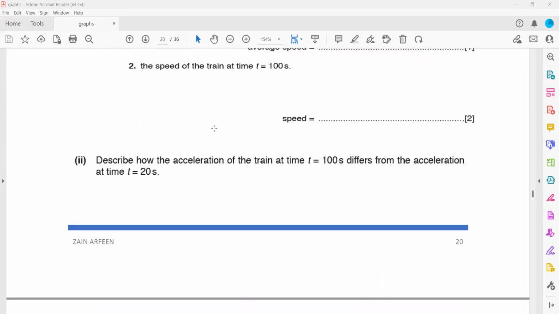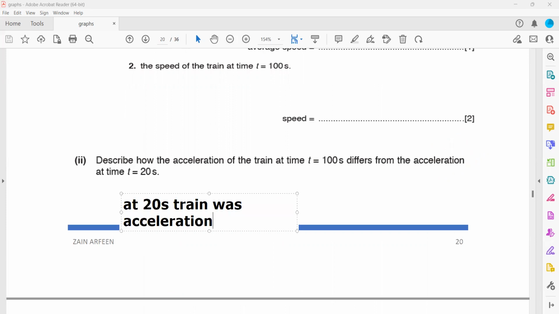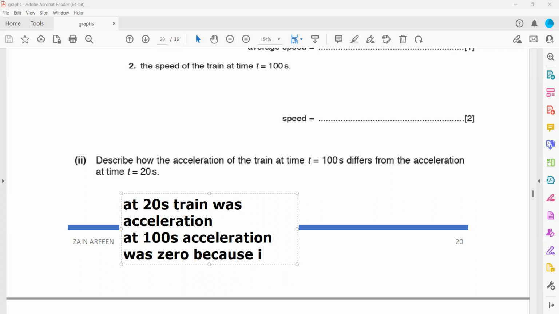So how the two accelerations differ from each other: at 20 seconds, the train was accelerating or changing the speed, but at 100 seconds, acceleration was 0 because it moves at a constant speed.